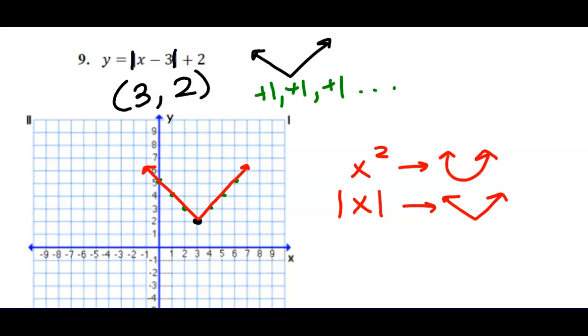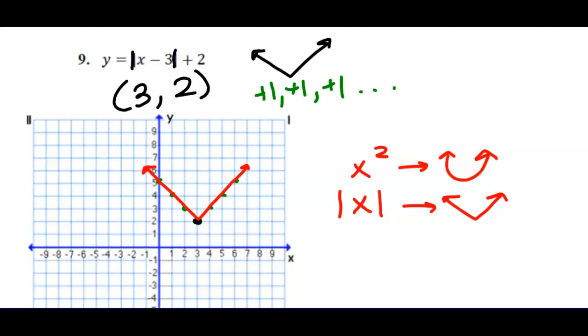What changes about absolute value? Vertex is exactly the same, but my building numbers are 1, 1, 1, 1, 1. So I go over 1, up 1, over 1, up 1, over 1, up 1. Or if it's negative on the outside, I go over 1, down 1, over 1, down 1, over 1, down 1. If there would be a number outside, then it would change, but they're not going to do that to you. Otherwise, it's 1, 1, 1, 1, 1. Okay? Questions on absolute value?